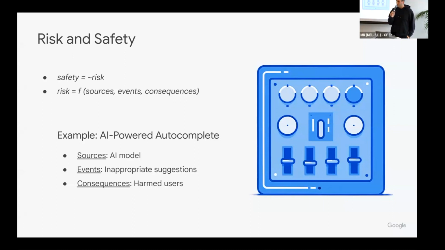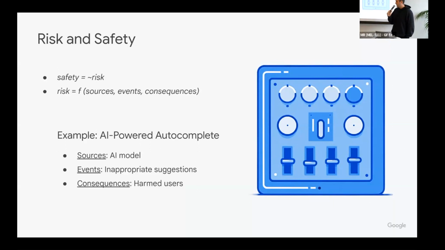To give you an example, imagine that I have an AI-powered autocomplete. By that I mean you're typing the beginning of a word in your device, and it's trying to predict the word that you're trying to type as you're typing it. The source of risk will be my AI model. I can swap my AI model, and that's going to change the risk, but it's not going to eliminate the source of risk.